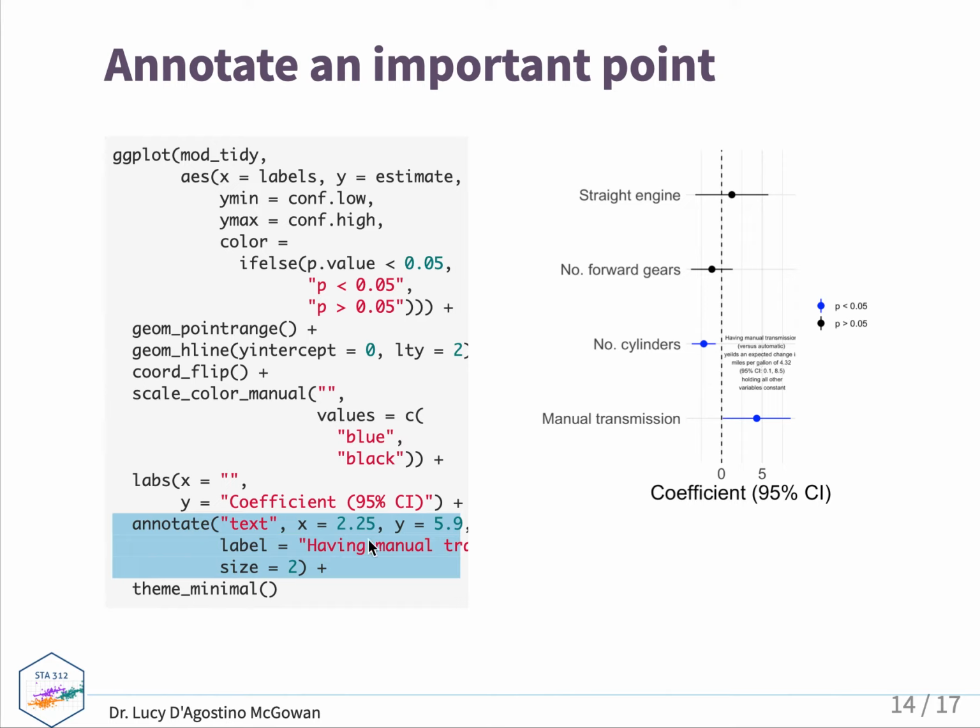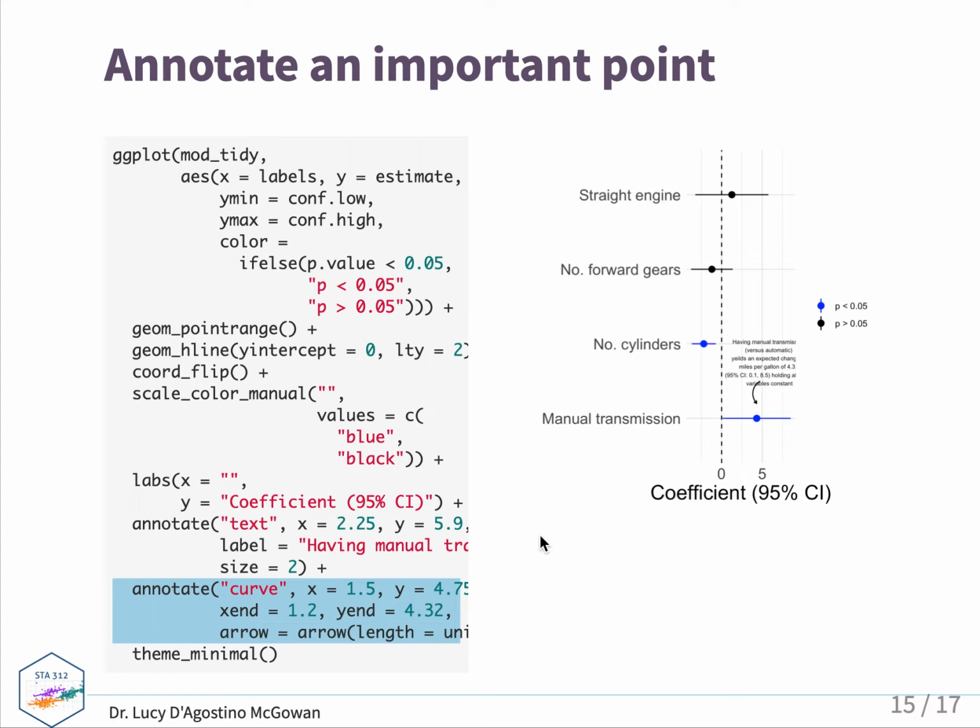And then you specify what label you'd like it to have. So that's where I wrote out having manual transmission versus automatic yields an expected change in miles per gallon of 4.32, holding all other variables constant. And then you can specify things like the size or other parameters to specify kind of how you want that text to look.